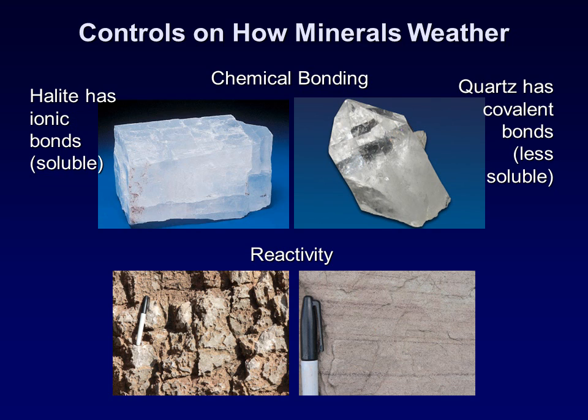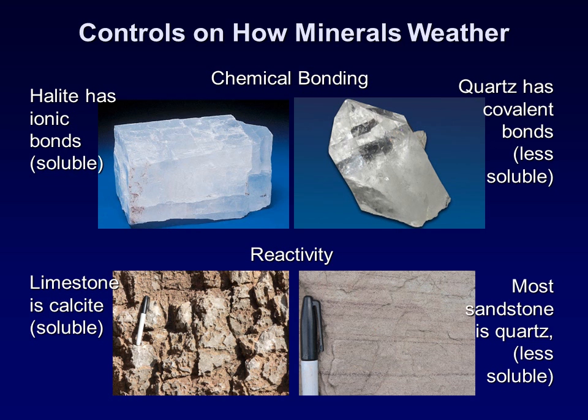Okay, reactivity has a big part to do with how minerals weather. So again, limestone, which is just calcite, is soluble. It reacts with weak acid, so it's easy to dissolve, whereas most sandstone is made of quartz. We know that it has covalent bonds that make it less soluble. So its reactivity is lower. It's harder to weather a sandstone or a rock that's made from this quartz sand.